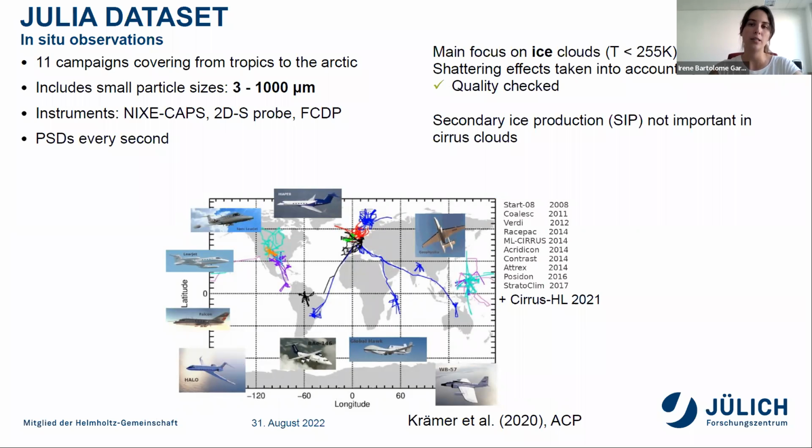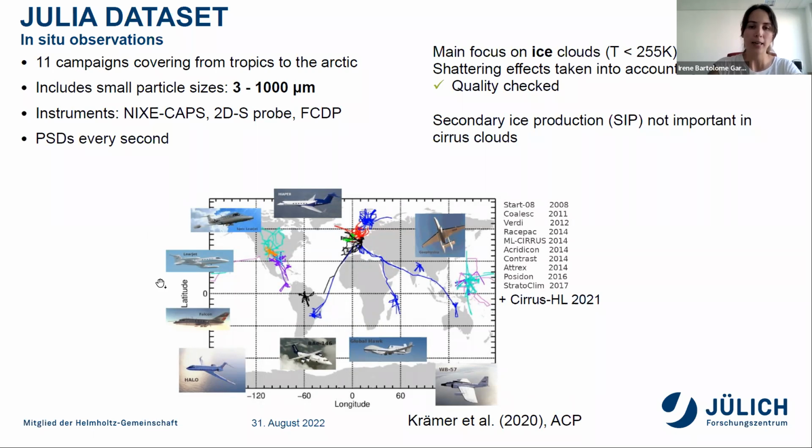As I explained, for this normalization method, it's common to also use an in situ database. In our case, the database that we are going to use is the Julia dataset that was compiled at the Research Center Jülich, and it includes information about clouds. We focus on the cloud data, which includes 11 campaigns covering from the tropics to the Arctic. And one of the main differences with respect to the databases used in the past is that it includes very small particles down to 3 microns.